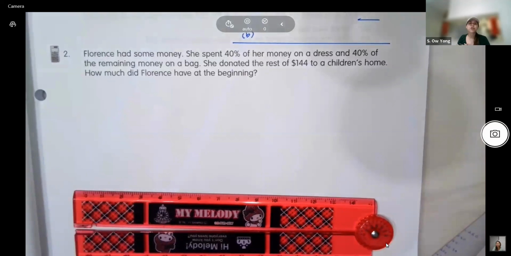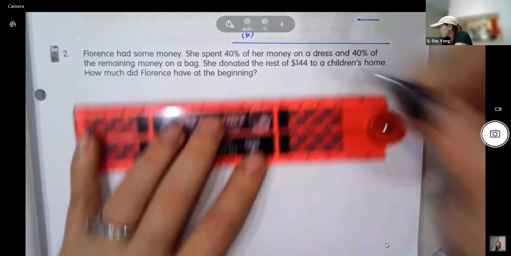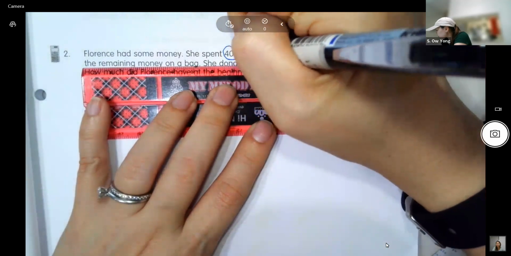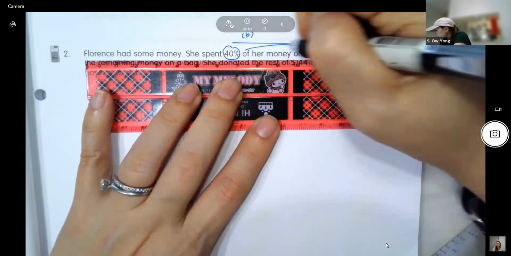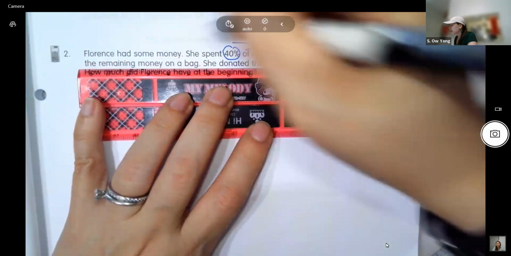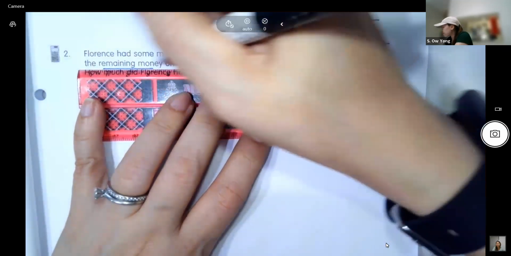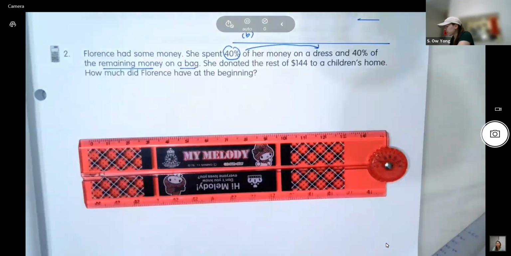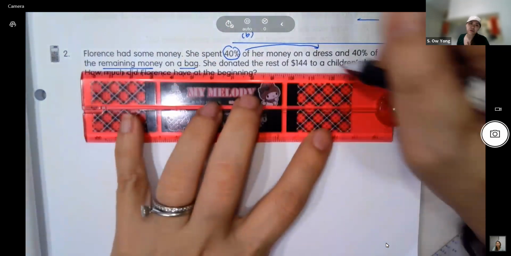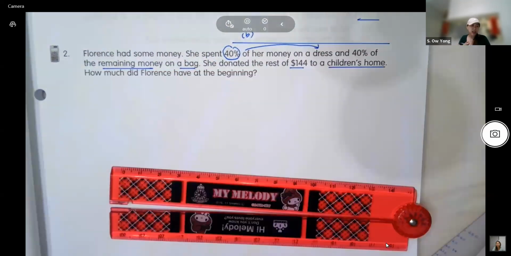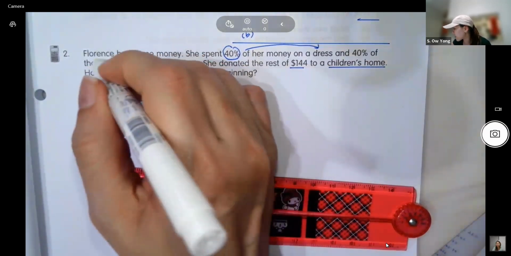Florence had some money. She spent 40% of her money on a dress and 40% of the remaining money on a bag. She donated the remaining $144 to a children's home. How much did Florence have at the beginning? What concept is this? Very familiar, right? Yes, it's the remainder concept.